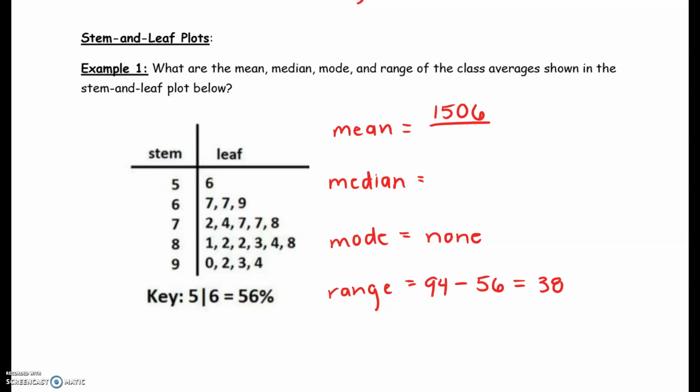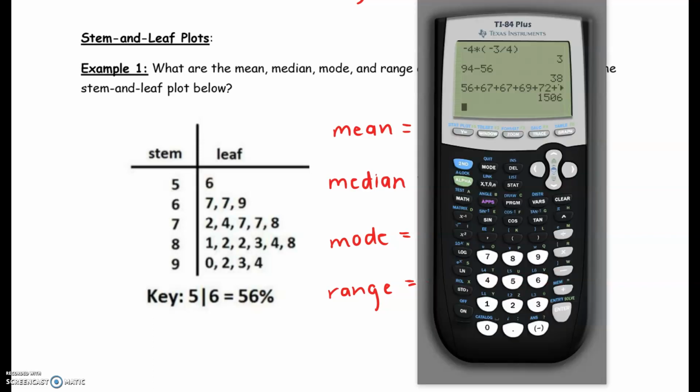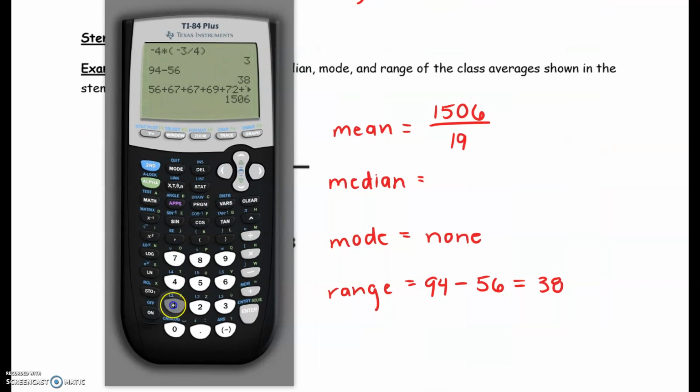On the bottom, I have to figure out how many data values I have. In order to do that, we really just have to count the number of leaves in our table. So if I count them, 1, 2, 3, 4, 5, 6, 7, 8, 9, 10, 11, 12, 13, 14, 15, 16, 17, 18, 19 is what I get here. Let me just double check. Looks right.